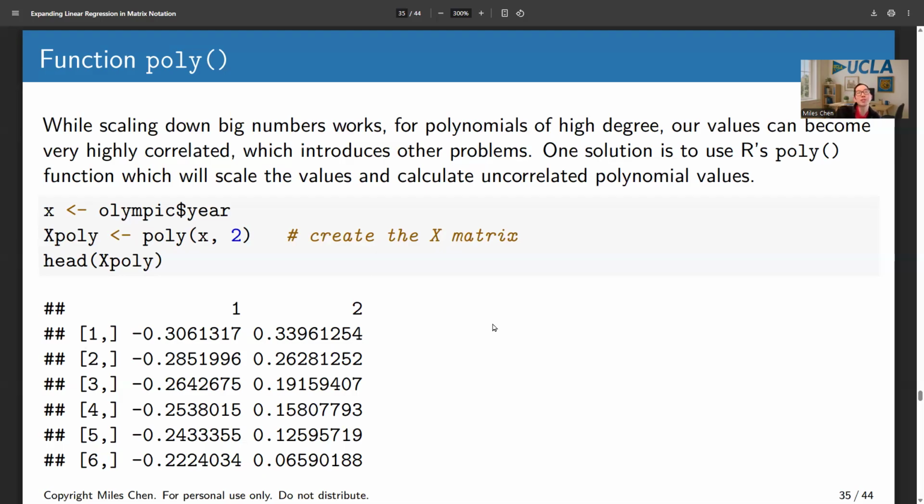The same kind of issue exists here when you take x and square it and cube it. You have this high collinearity problem, and the question is which term is the important one. Is it the x squared term, and x cubed is not important? In another random data set, maybe x cubed is important and x squared is not. Things like that could happen. So one thing R is able to do is create uncorrelated polynomial values.